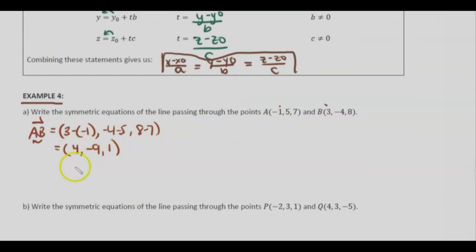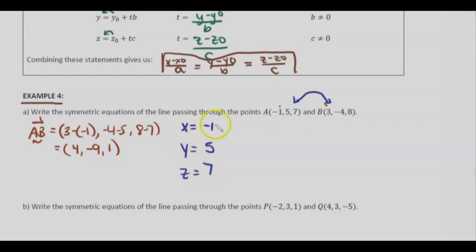So let's talk about these. Let's write out the parametric equations, x equals, y equals, z equals. So we're going to have some x, y, z. It doesn't matter if you pick A or B. Let's pick A, negative 1, 5, 7.